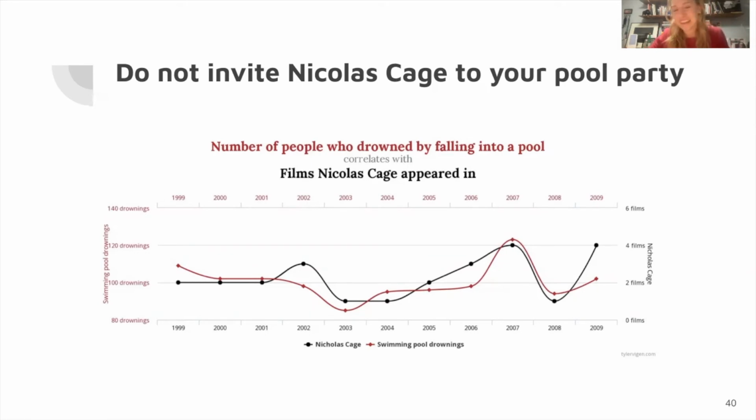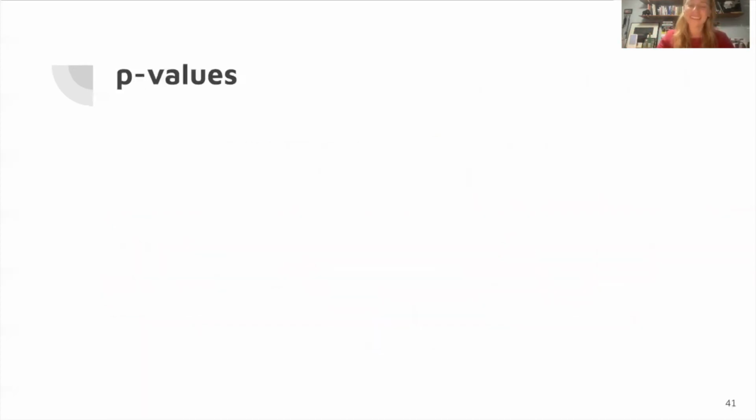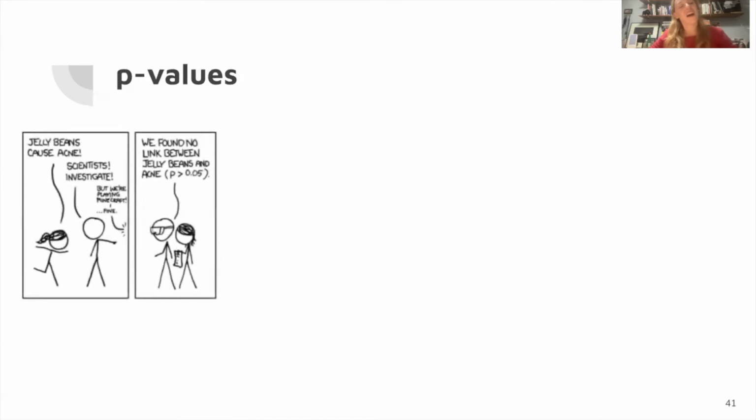And yeah, so even though we've heard of p-values, which is the chance that your finding was due to chance alone, the p-value here is below 0.05, but it's obviously not real. A fun little thing to illustrate that is this comic. Somebody says jelly beans cause acne and tells a scientist to investigate. They investigate, p is greater than 0.05 probably, because jelly beans don't, in this case, cause acne.